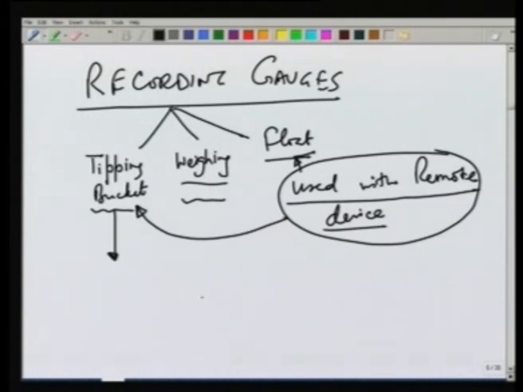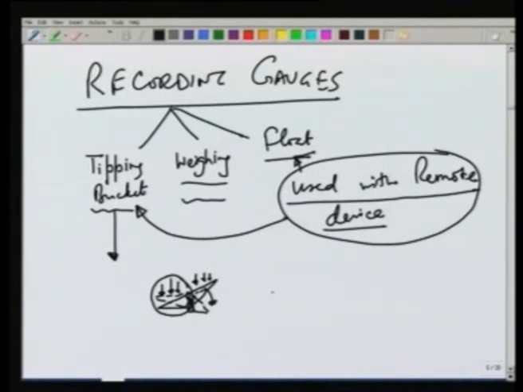A tipping bucket typically has a bucket which is balanced at a point. Water will fall in one compartment. So, there are two different compartments. The rain will fall in one compartment at a time, and when it fills, this bucket will turn, and then this bucket will assume its place, and then the rainfall will be captured in this bucket.